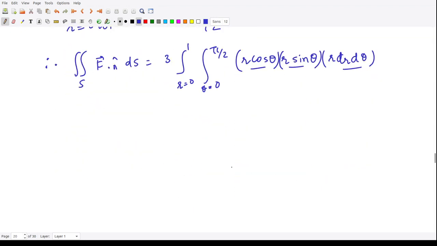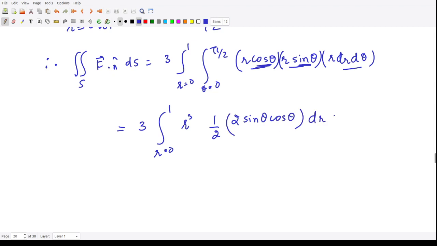So here we'll first perform the integration with respect to theta. Here you have r cubed, and with respect to theta we have cos theta and sin theta. So I can write this as 1 by 2 into 2 sin theta cos theta. And what is 2 sin theta cos theta? That is equal to sin 2 theta, right? So the integration is theta varying from 0 to pi by 2, and r from 0 to 1, and 1 by 2 could also be taken out.